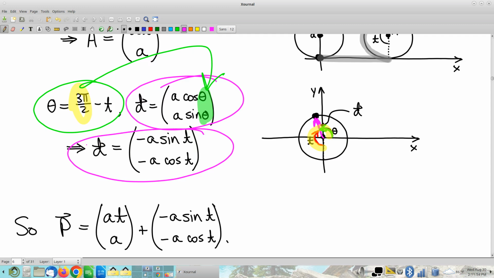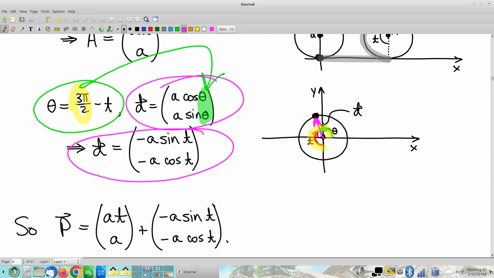Yes. In this case, the cosine is the x coordinate and sine is the y coordinate. Well, a times that. And it's in vector form, right? Yes, that's right. This is a standard notation for vectors: writing it vertically, the top coordinate is the first coordinate, x, and the bottom coordinate is the second coordinate.